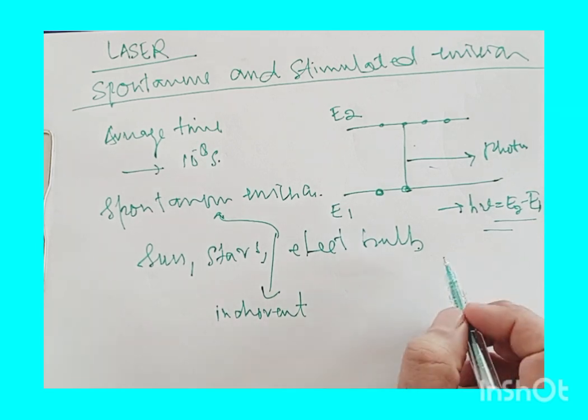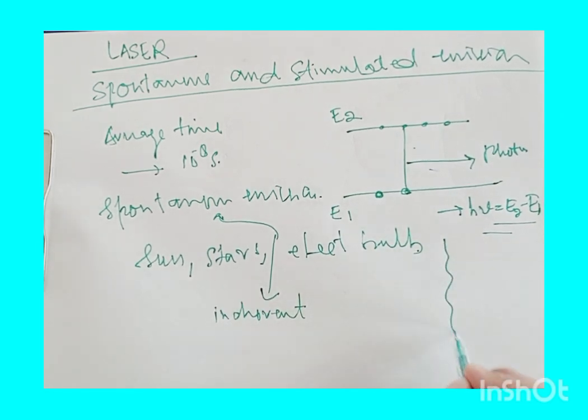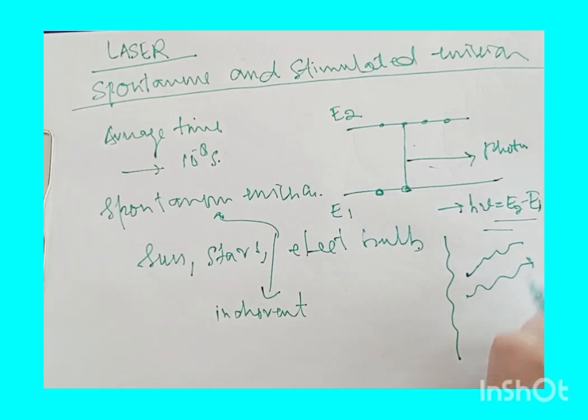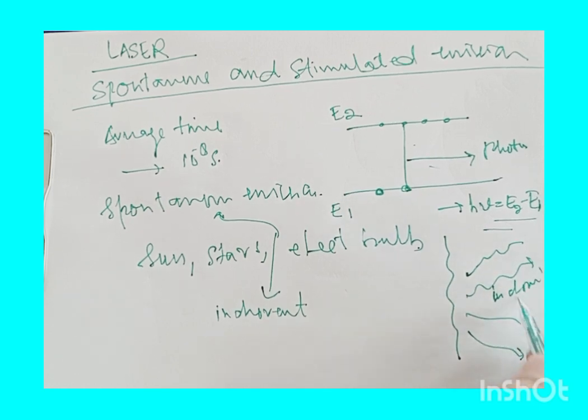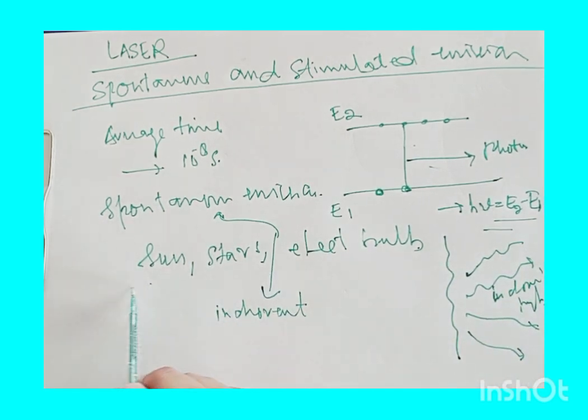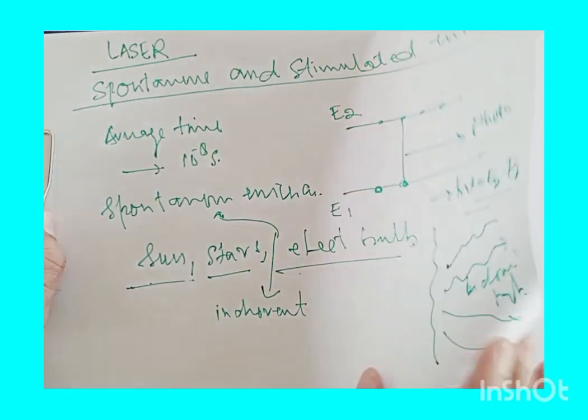Okay, so what we have is a source of light, and when the atoms go back to their ground state, they emit light of all possible frequencies and wavelengths, and this light is the incoherent light. So this is what's called spontaneous emission. The emission of radiation from sun, stars, and electric bulbs are examples of spontaneous emission.